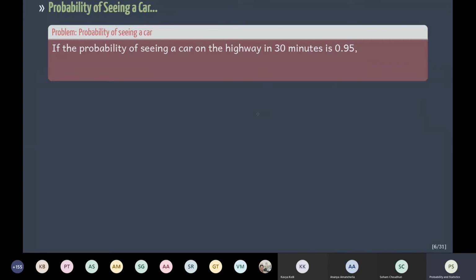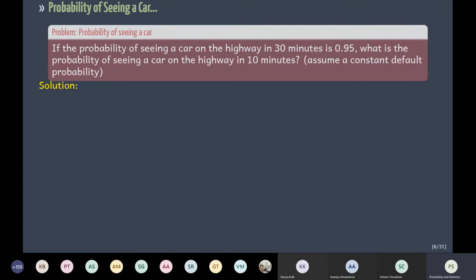So if the probability of seeing a car on the way in 30 minutes is 0.95. Okay, this is a slightly different flavor of problem. So let us see what to do. If the probability of seeing a car on the highway in 30 minutes is 0.95, what is the probability of seeing a car on the highway in 10 minutes? In 10 minutes. Okay.